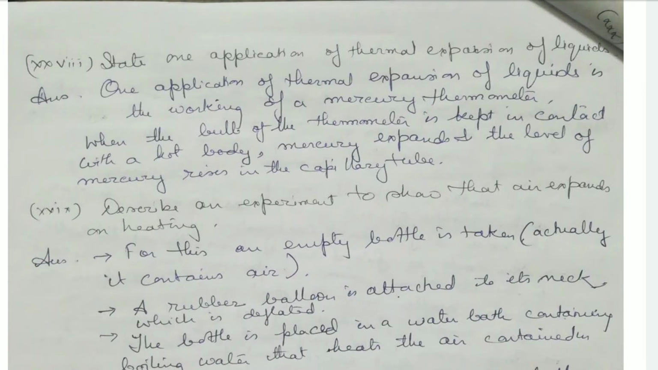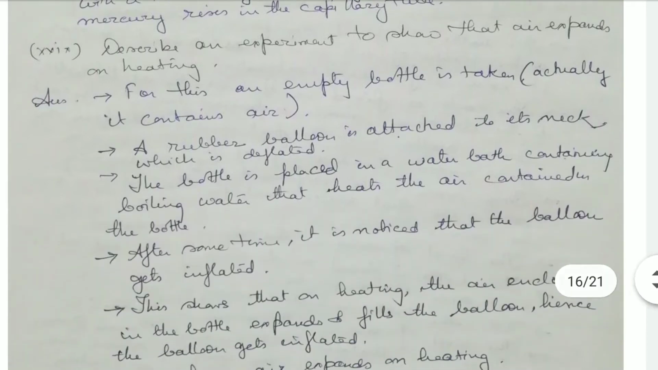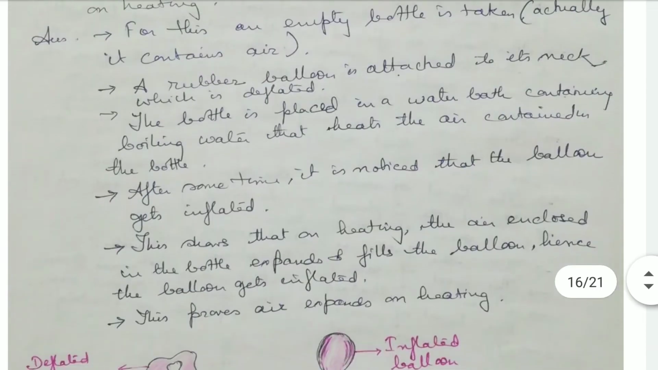Then describe an experiment to show that air expands on heating. For this, an empty bottle is taken. Actually it contains air. Empty means it contains air. We cannot see the air, but it is filled with air. Now a rubber balloon in a deflated condition is attached to the neck of the bottle. Now the bottle is placed in a water bath containing boiling water, which heats the air contained in the bottle.